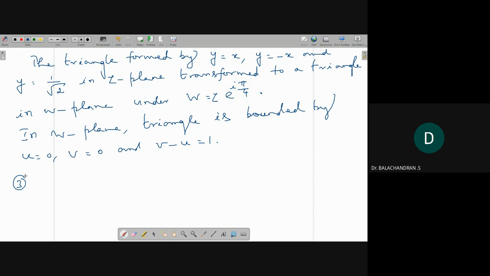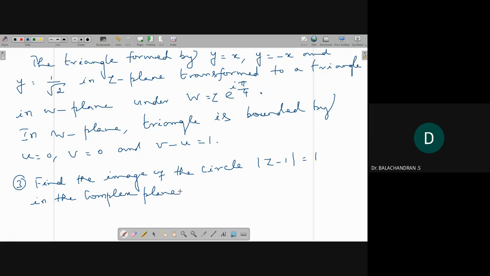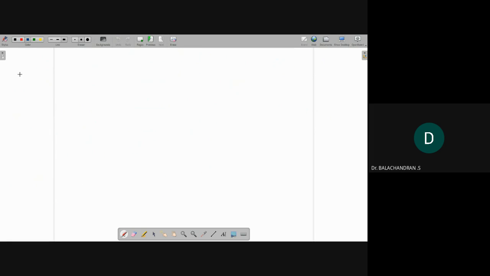So please write the problem. Find the image of the circle mod z minus 1 equal to 1 in the complex plane under the mapping W is equal to 1 by Z. So this is a very similar problem to the first one. So you can try independently if you know.